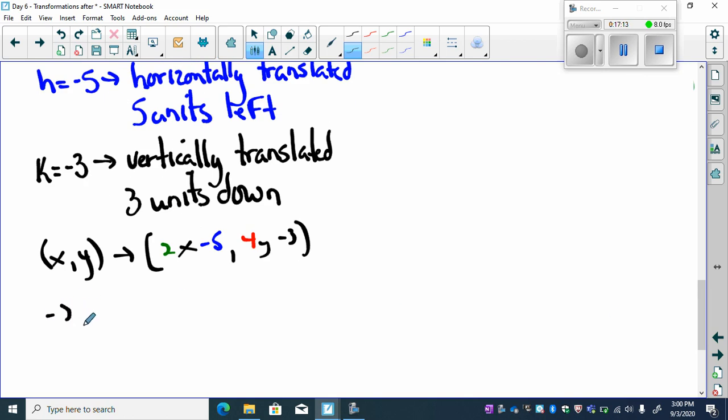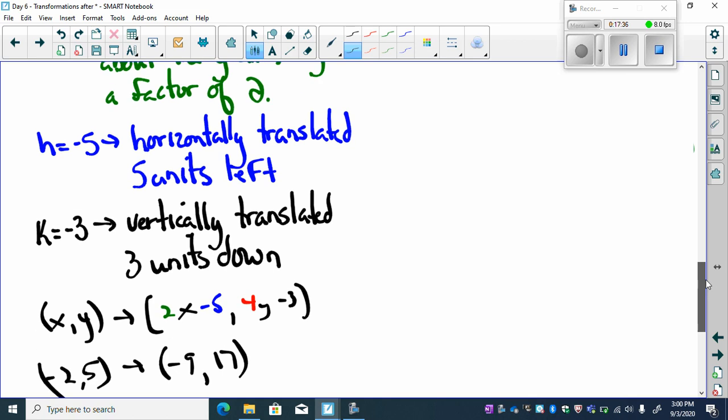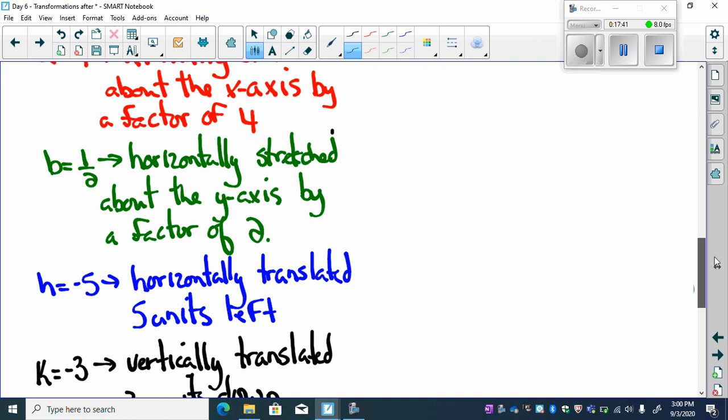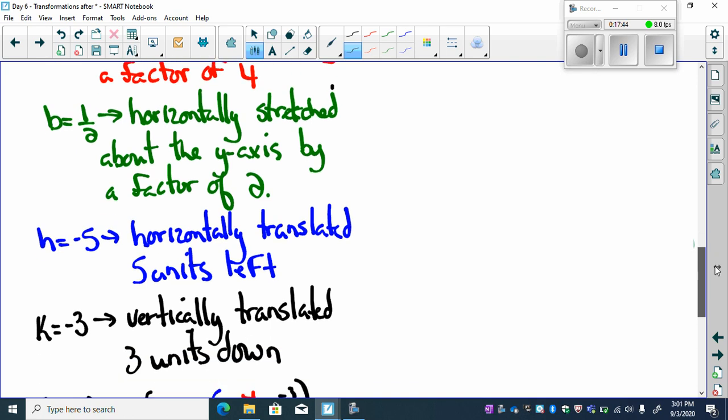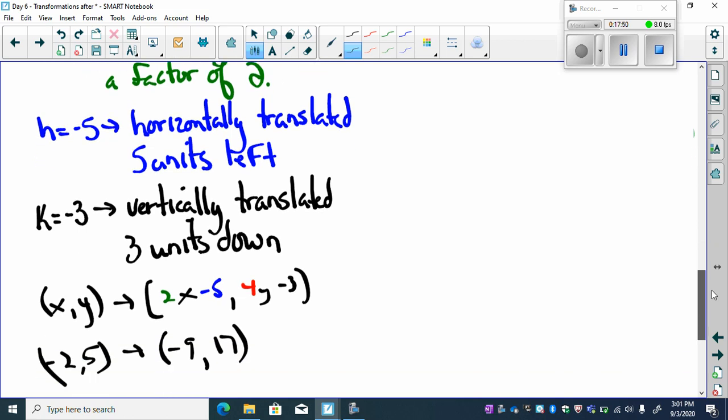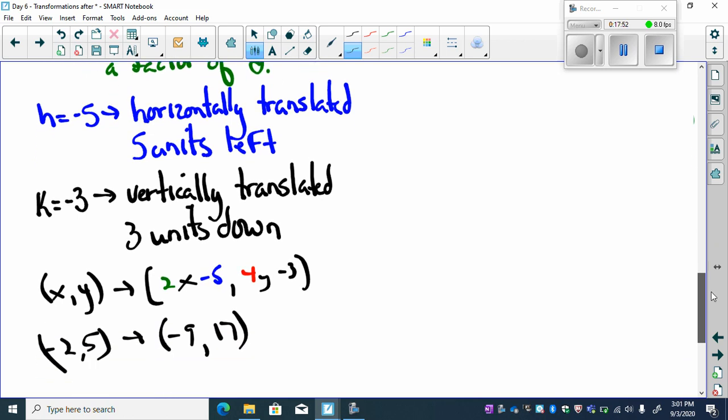So the point (-2, 5) would become 2 times -2 is -4. Okay, minus 5 would be -9. And 4 times 5 would be 20. 20 minus 3 would be 17. Let's just see if I did those correctly. A is 4. B is 1/2, so the horizontal stretch factor is 2. -5 and -3. Yep. Okay.